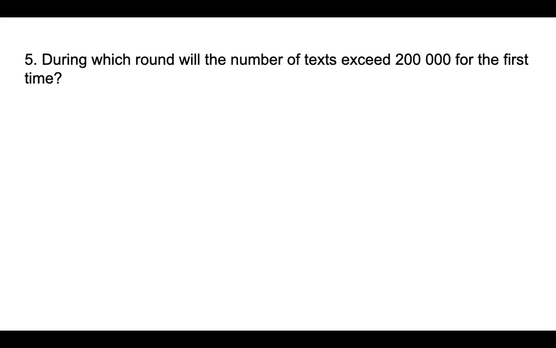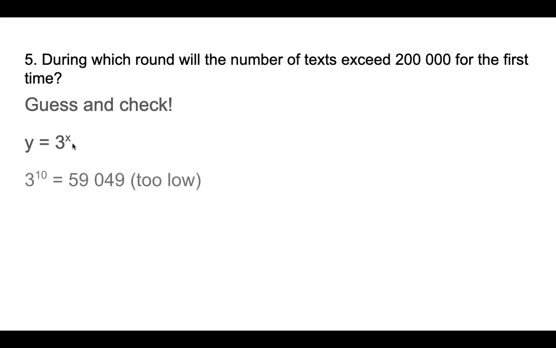Okay, number 5, which round will the number of texts exceed 200,000 for the first time? So we're going to do a guess and check here, okay? Because basically you want to figure out what this exponent is to make y equal to 200,000 or greater. So I'm just going to try different exponents. If you remember from the 9th round, it was 19,000, so that's not close to this. So I'm just going to test numbers. You can start wherever you would like. I just said, okay, I'm going to go up by ones and see what happens.